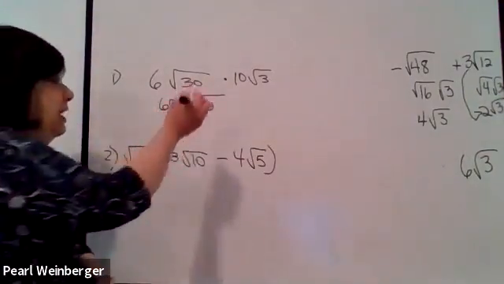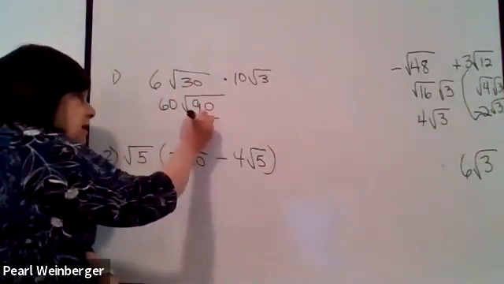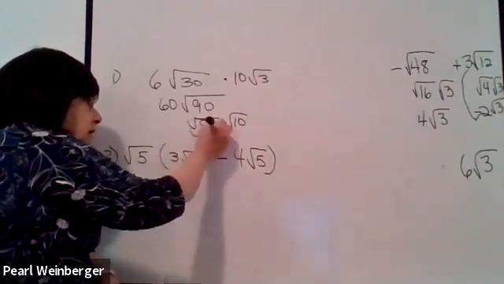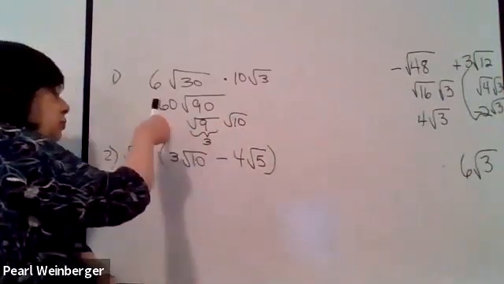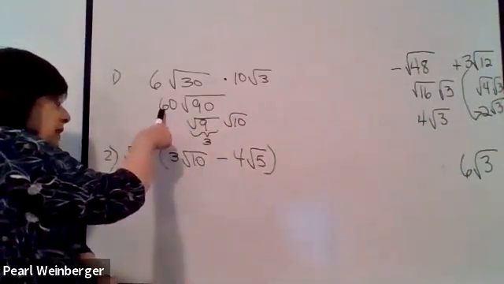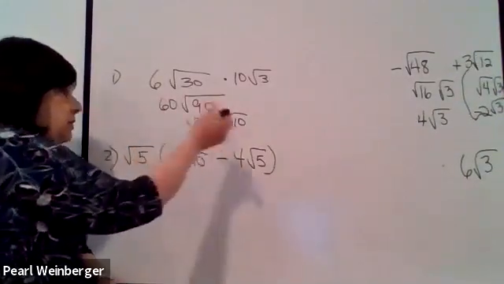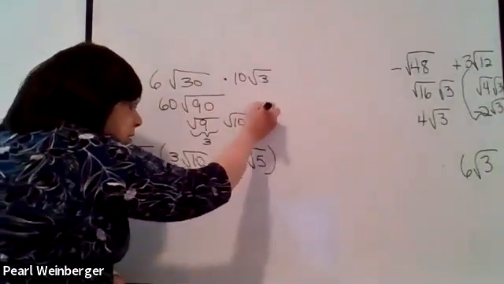But this 90, I could break up into 9 and 10. And we know the square root of 9 is 3. So I take the 60, which is outside the radical, and multiply by the 3. 3 times 60 is 180.